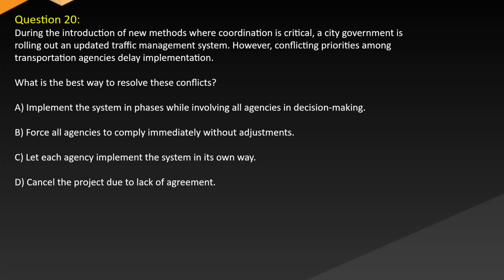Question 20. During the introduction of new methods where coordination is critical, a city government is rolling out an updated traffic management system. However, conflicting priorities among transportation agencies delay implementation. What is the best way to resolve these conflicts? A. Implement the system in phases while involving all agencies in decision-making. B. Force all agencies to comply immediately without adjustments. C. Let each agency implement the system in its own way. D. Cancel the project due to lack of agreement.